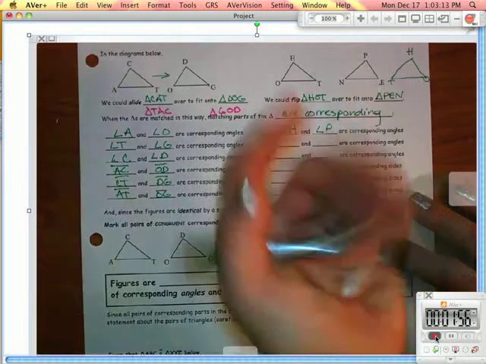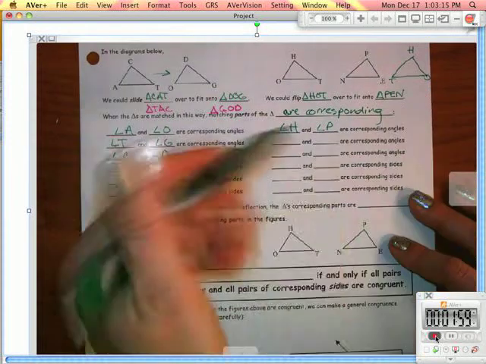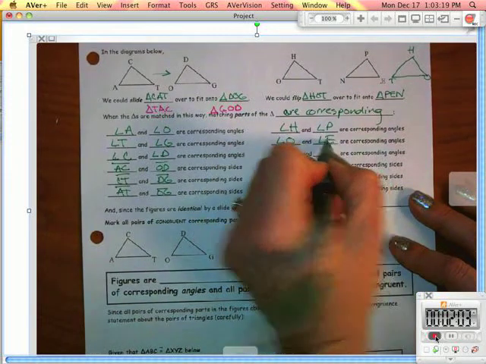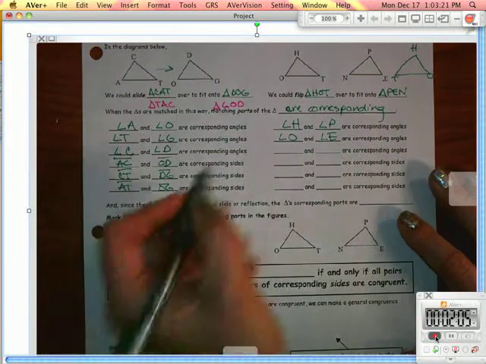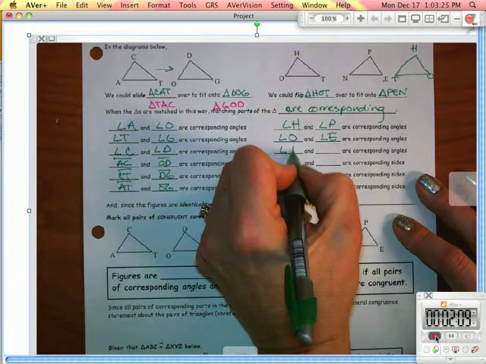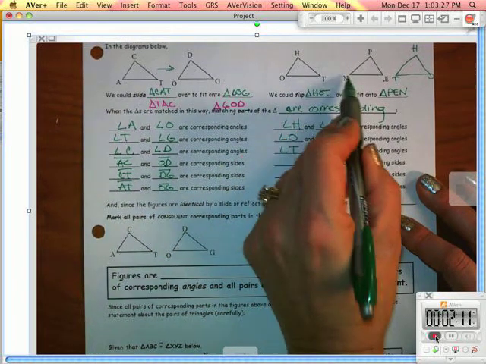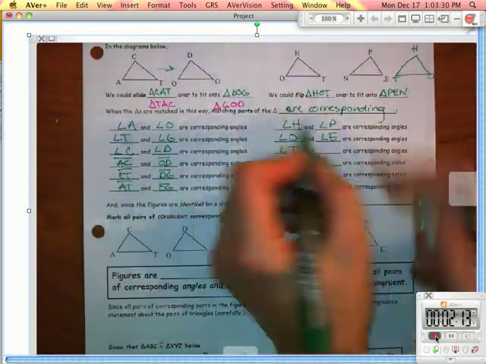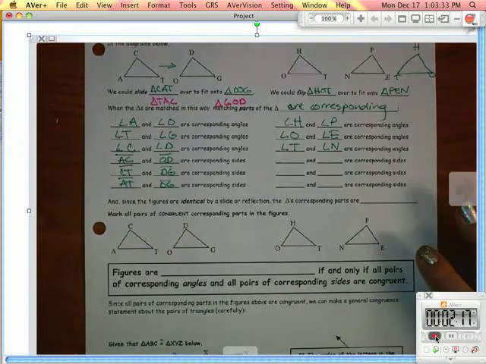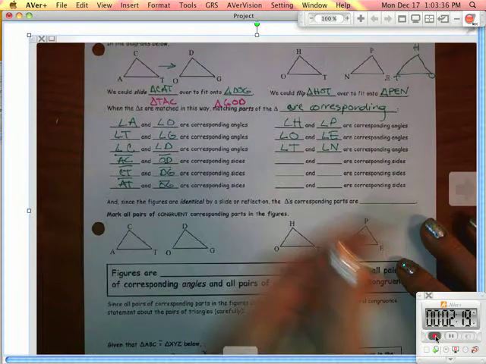And then that leaves angle T. And if it's flipped, it's going to correspond with angle N. Okay, let's talk about the sides. So I could start with side NP. That's this side right here. What does that correspond with? HT.